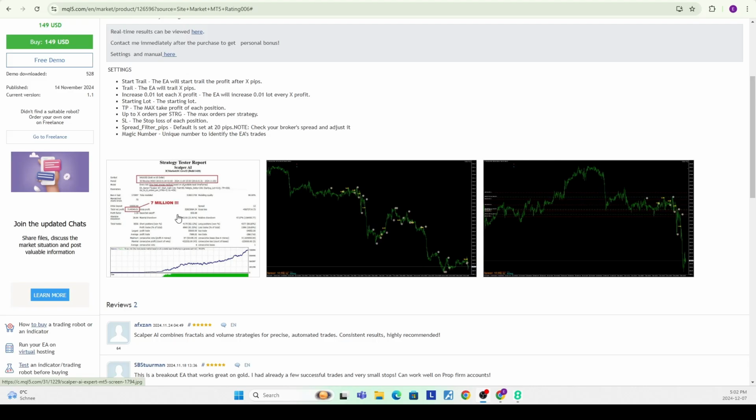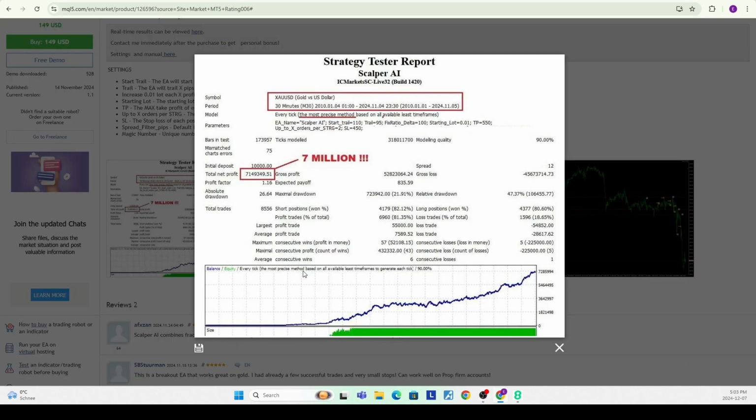So it appears to be a classic breakout system with orders at minima and maxima with a trailing stop loss. And here we can see that they are using, here he's saying every tick is the most precise method. That's not really the case. It's every tick based on real ticks. If you use every tick, it uses simulated ticks, so it does not take into account spreads effectively.